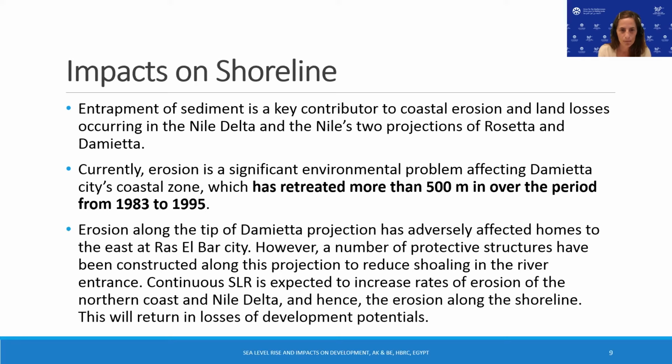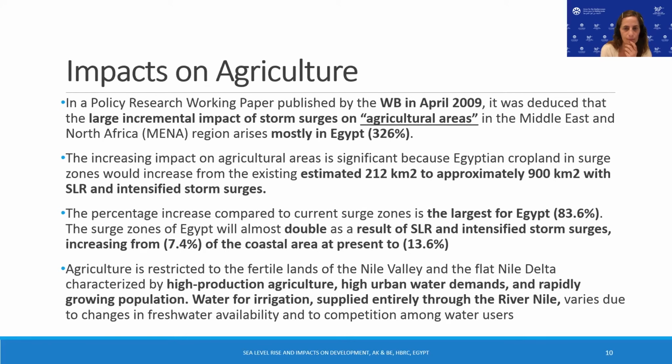Although there were some treatments in the period of 1983 to 1995 of only 100 meter length, it's not sufficient. The very severe impact is on agriculture, where the whole incremental impact of storm surge on agriculture areas will almost triple to the level of 326% of the current estimation, that almost between 212 and 900 square kilometers will be intensified by storm surge, and the impact on the coastal zone will be almost double. So the erosion and the vanishing of the whole shore will almost double, from 7.4% to 13.6%.